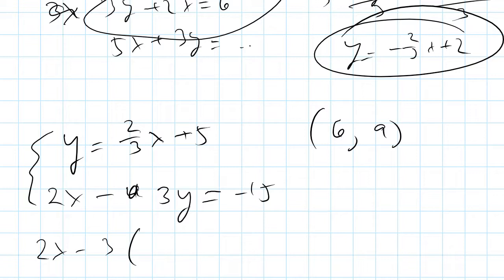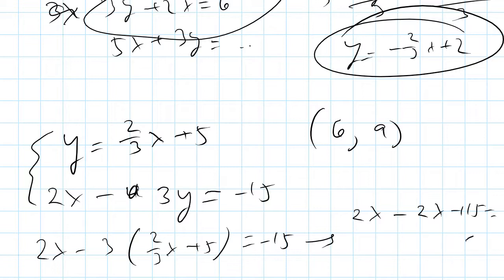2x minus 3 parentheses 2/3 x plus 5 equals negative 15. Distribute the 3, you get minus 2x plus 15 equals minus 15. I feel like something went wrong here. Oh. No solution. Interesting.